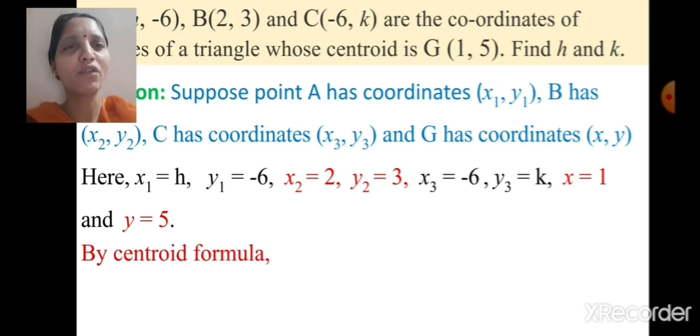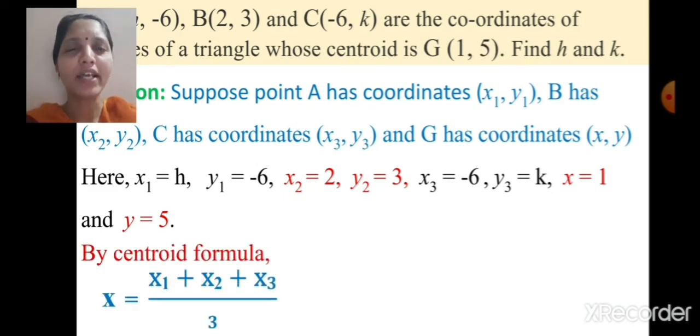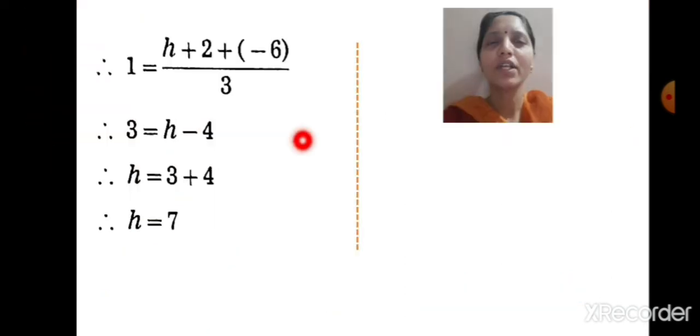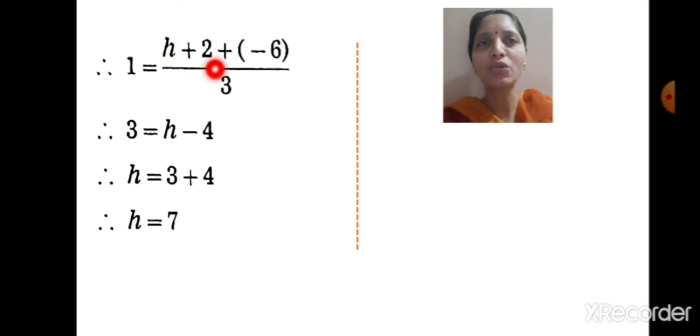So let's write the centroid formula first. x is equal to x1 plus x2 plus x3 upon 3 and y is equal to y1 plus y2 plus y3 upon 3. Now let's substitute the values in formula. So what is the value of x? Yes, 1. So 1 is equal to x1 is h plus 2 plus minus 6 upon 3. So shift this 3 to the other side. You will get 3 is equal to h plus, now plus 2 minus 6. You will get minus 4. Now shift this minus 4 to this side. You will get h is equal to 3 plus 4, that is equal to 7. So we got the value of h.